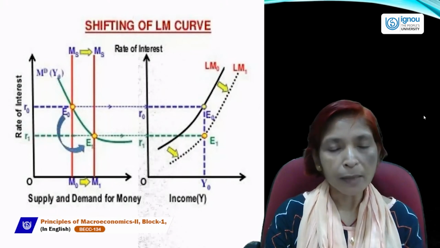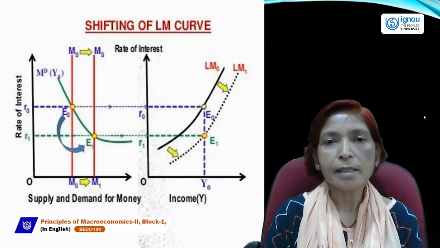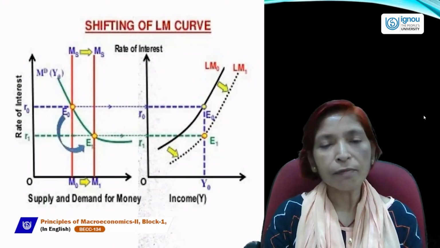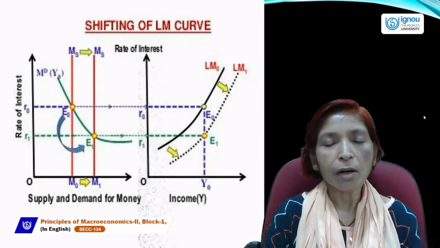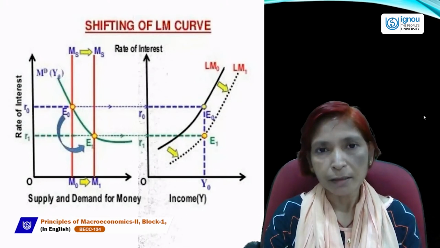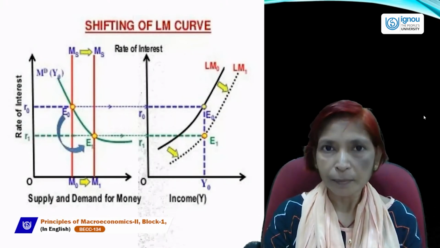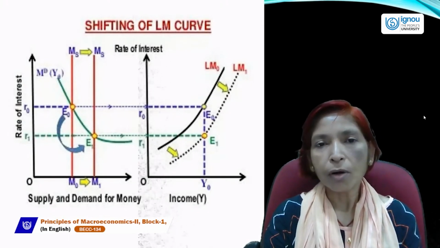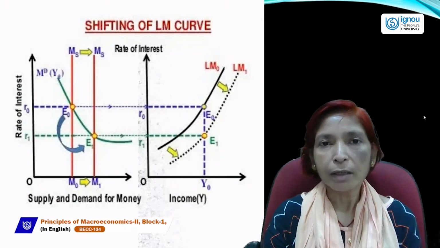RBI can follow two types of monetary policy. One is expansionary monetary policy and the second is contractionary monetary policy. If inflation exists in the economy, what is inflation? Inflation is a continuous or persistent rise in the price level over a long time period. If the price level increases, then an inflation situation will occur. And to control this inflation, RBI will follow contractionary monetary policy to reduce the inflation rate.